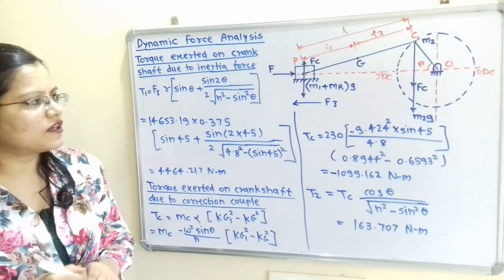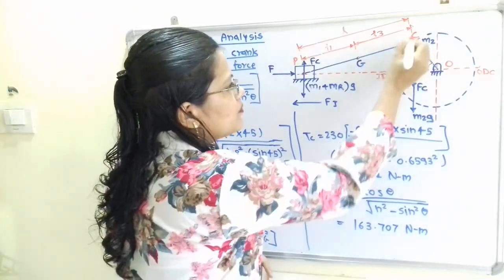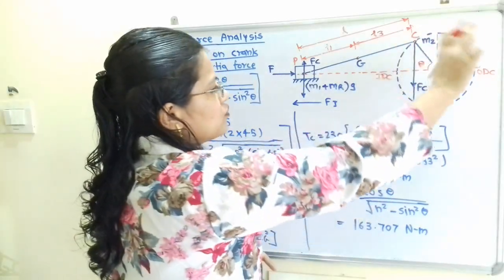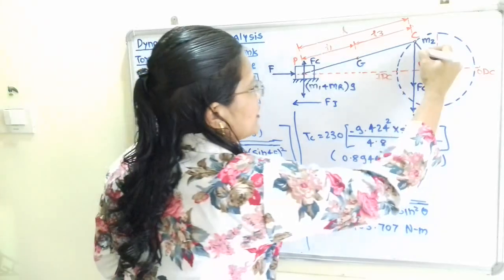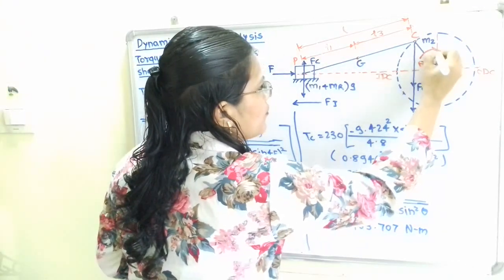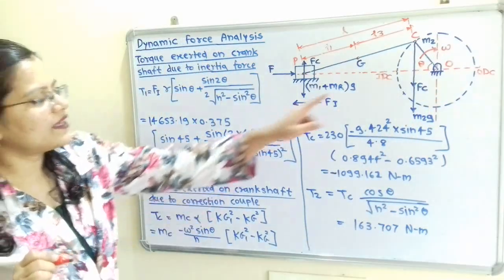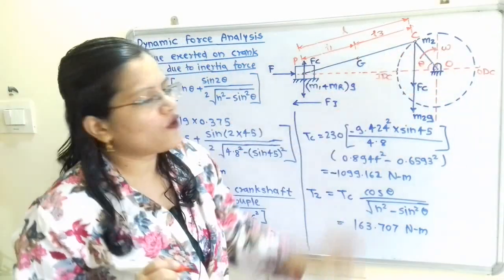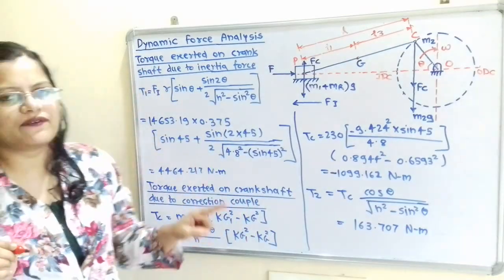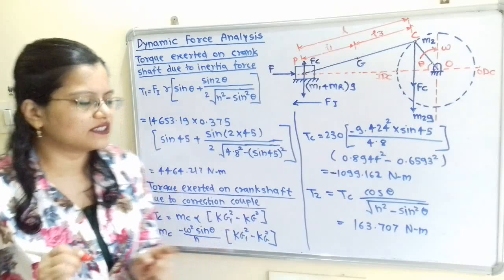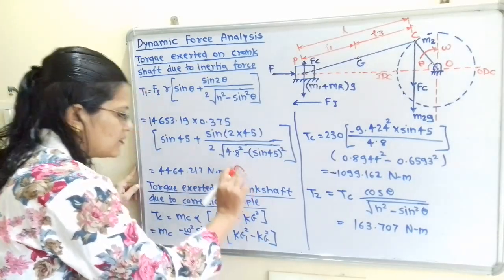Now how to decide the direction for this torque T1? If we observe here, the crank rotates from this inner dead center to the point C, so the direction of angular velocity is clockwise. So we have to show this direction of omega in clockwise direction. When this is clockwise, we have to show the direction for this T1 in the opposite direction, that is in anti-clockwise direction. So here is the direction.